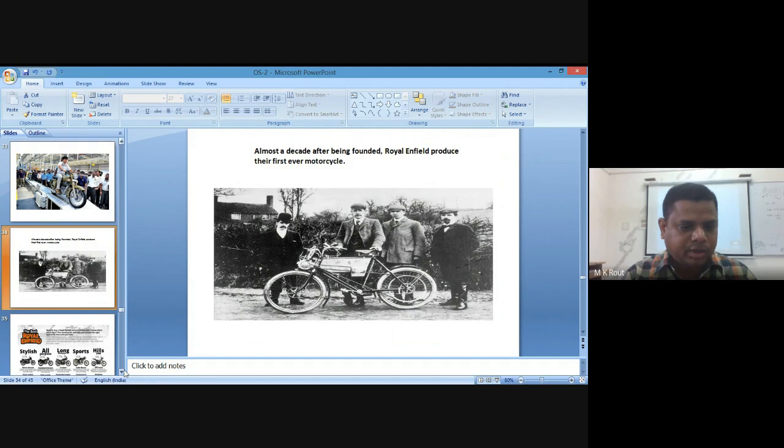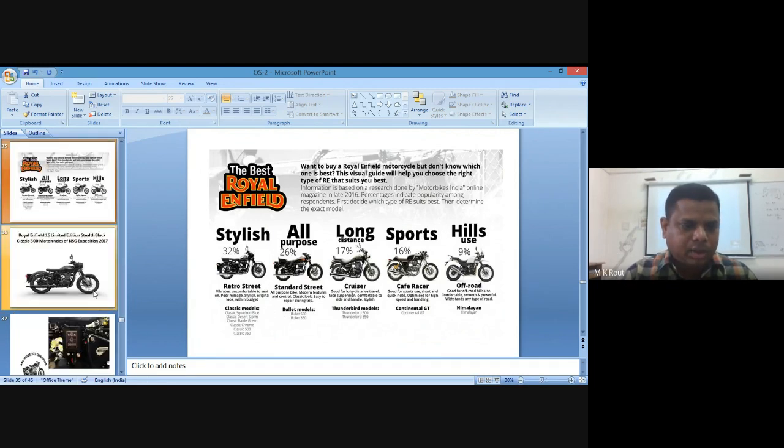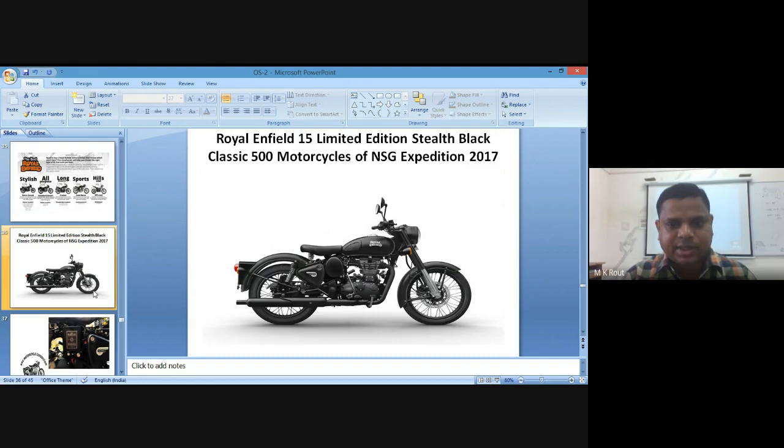But nowadays we see a variety of models: stylish, all-purpose, long distance, sports, and hilly use. These are the different segments. Moving to the next part, these are the special editions. In case of Royal Enfield, only 15 limited edition Stealth Black Classic 500 motorcycles were made for the National Security Group Expedition 2017.